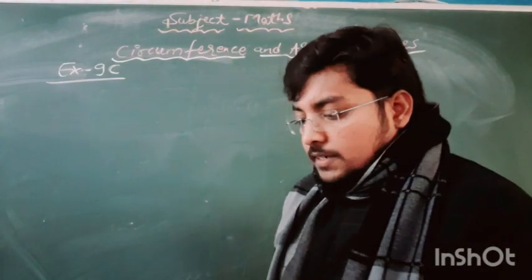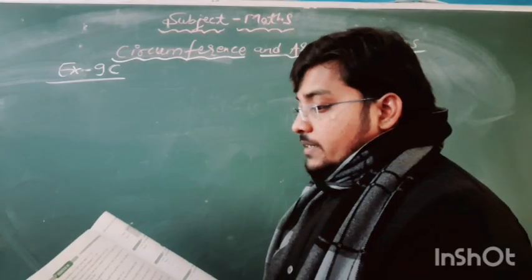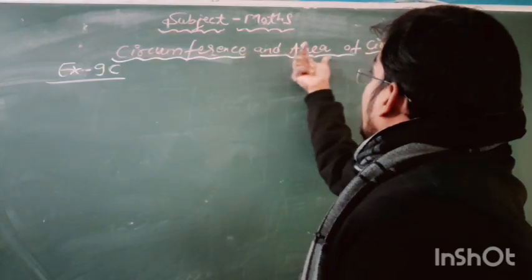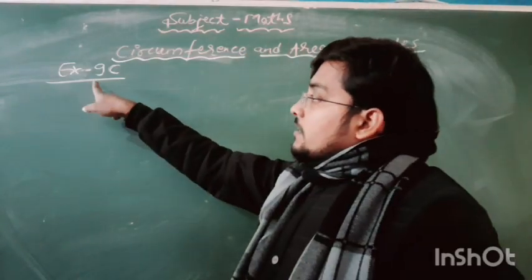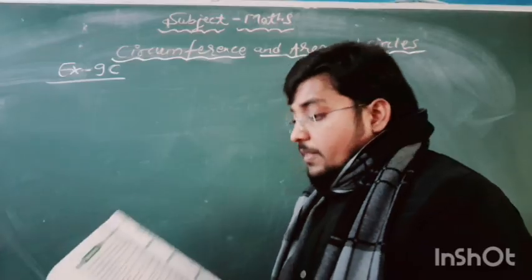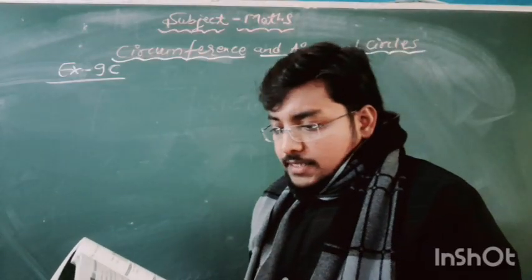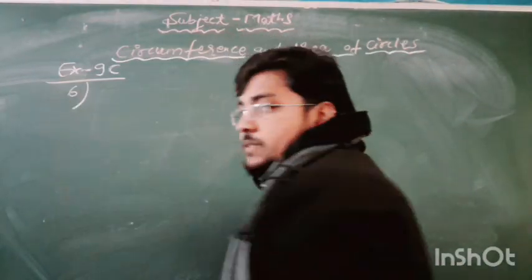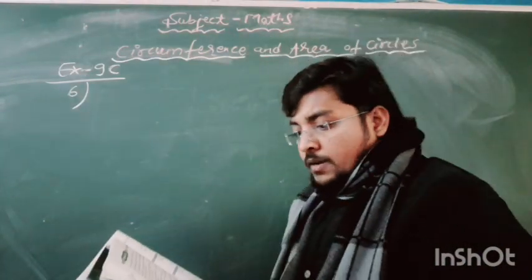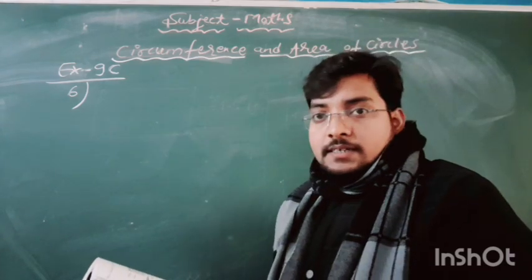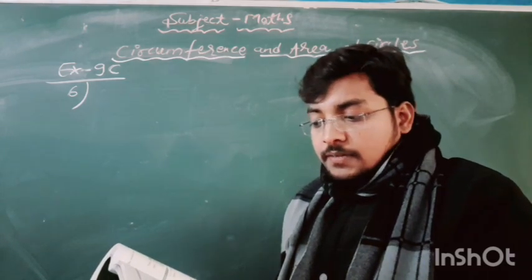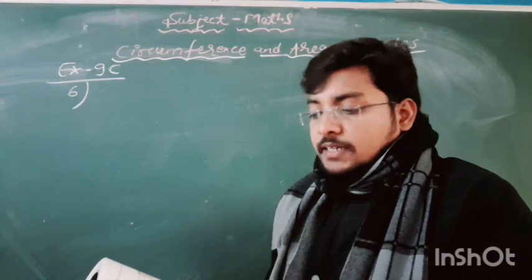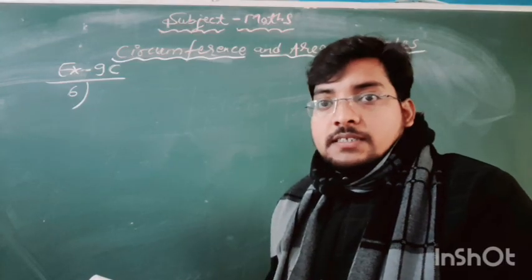Good afternoon, everyone. Here we will discuss chapter 9, in which circumference and area of a circle, and exercise 9C. And in 9C, question number 6. Question number 6 is saying that two circles having the same center have radii 350 meter and 490 meter. Then we have to calculate the difference between their circumferences.